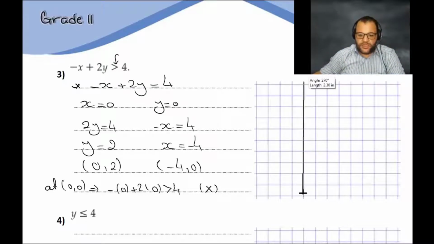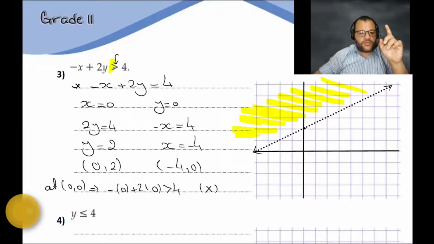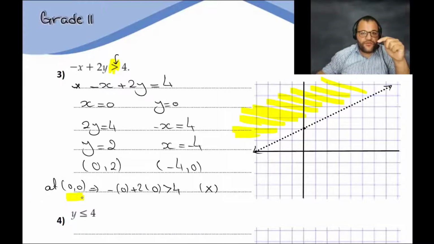So those are the two points that we have on the axes: the first is (0, 2), and the second is (-4, 0). Because it's more than only, we have a dashed line. So we will shade the part above the line. (0, 0) is not included because of two reasons. First, the sign of the inequality is greater than, which means above or to the right of the line. Second, when you substitute with 0, you find that (0, 0) does not lie in the solution region.